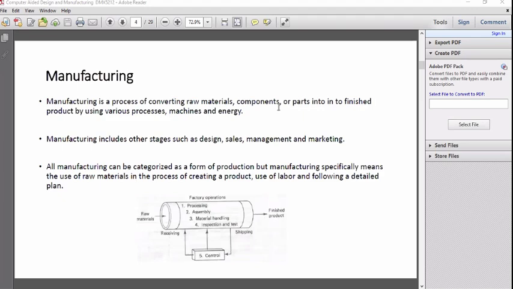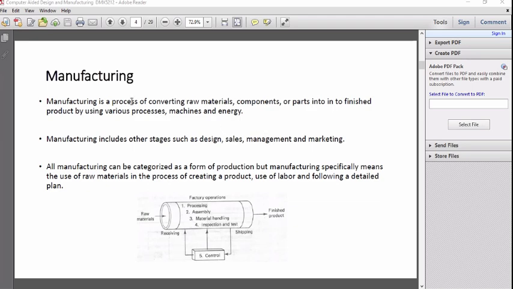So we say manufacturing is a process converting raw materials into finished products using machinery, energy, and various manufacturing processes. The manufacturing process always starts from raw materials, and after processing we will get the finished product. We will talk later on about exactly what we supply: energy, human resources, tools and so on. So just go through all these presentation slides, you will understand properly.